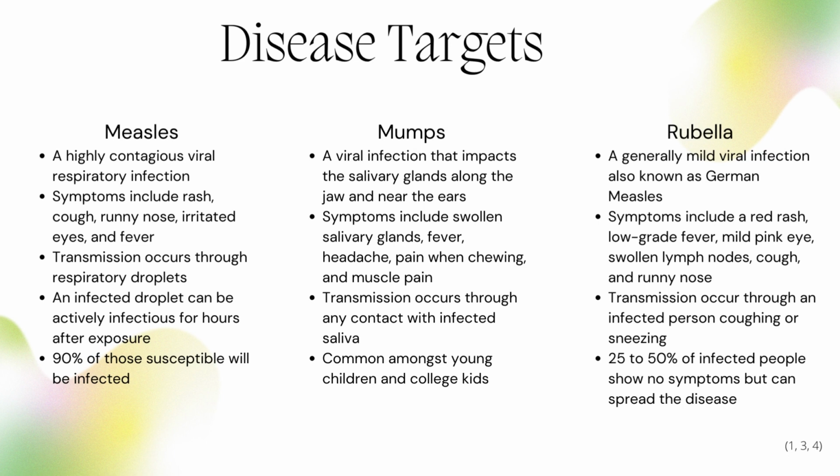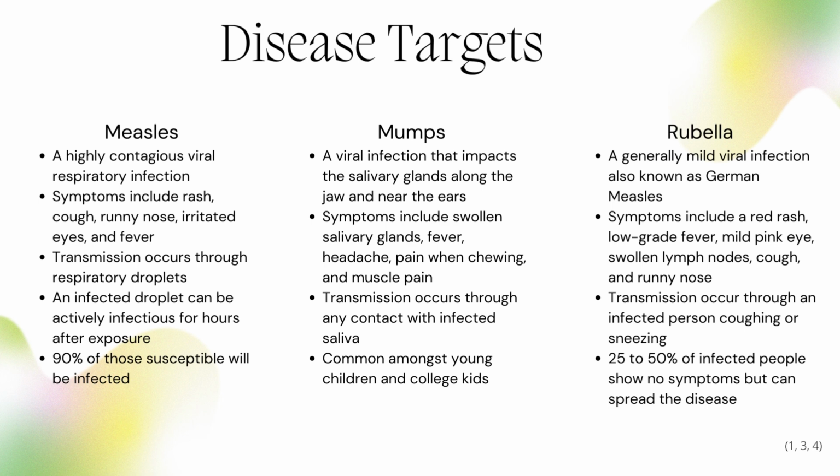Starting off with measles. This is a highly contagious viral respiratory infection. Symptoms of infection include rash, cough, runny nose, irritated eyes, and a fever. Transmission occurs through infected respiratory droplets. These infected droplets can remain actively infectious for hours after exposure occurs. And 90% of those who are susceptible to infection will become infected if exposed to measles.